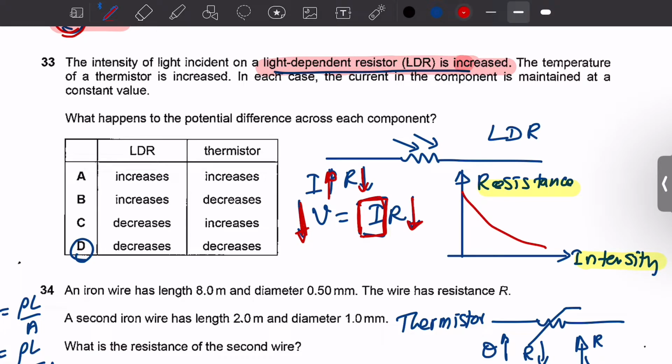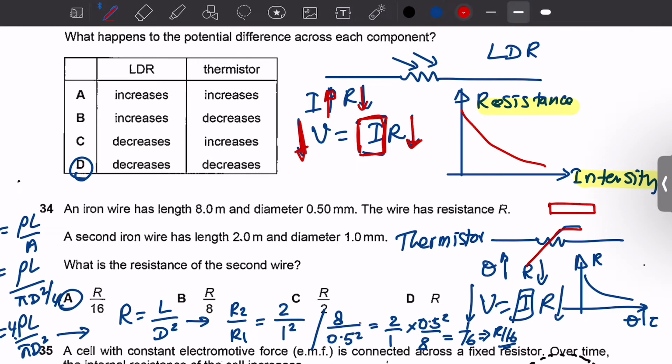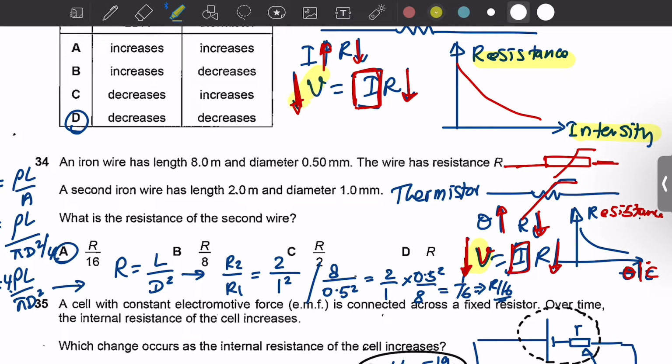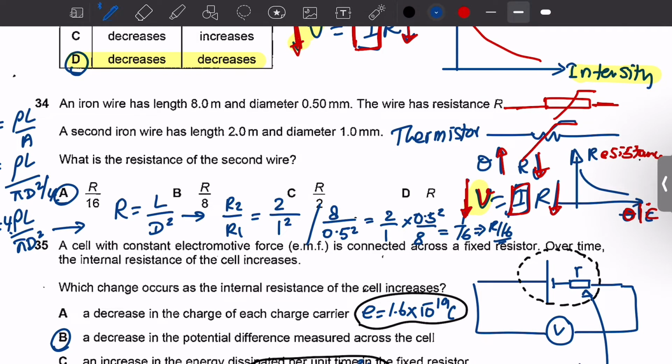Now in another circuit, we have a thermistor. Thermistor symbol is like this. Sometimes we draw thermistors like this. It's the same thing. So thermistors also have resistance that decreases when the temperature increases, right? So when the temperature increases, resistance decreases. If the current does not change, resistance decrease means, according to this equation, voltage has to decrease. So both ways voltage has to decrease, right? So answer is D. Let's go to question number 34.